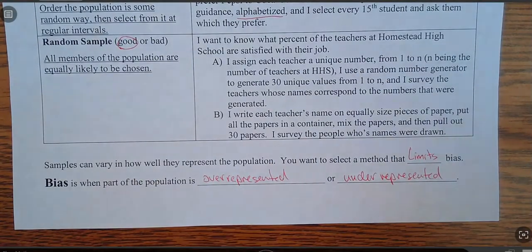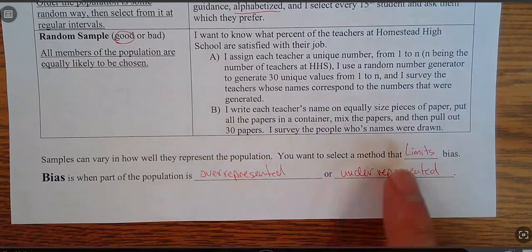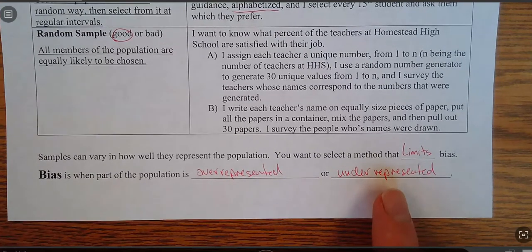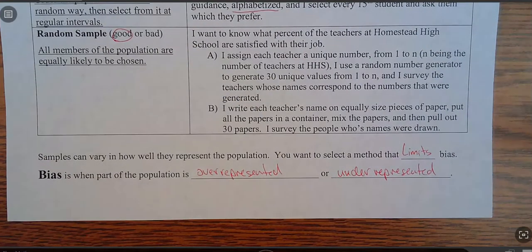So if I want to survey the whole high school, I don't want to get mostly freshmen, because then freshmen will be overrepresented, and sophomores, juniors, and seniors are underrepresented. Okay, and we want everyone represented equally.